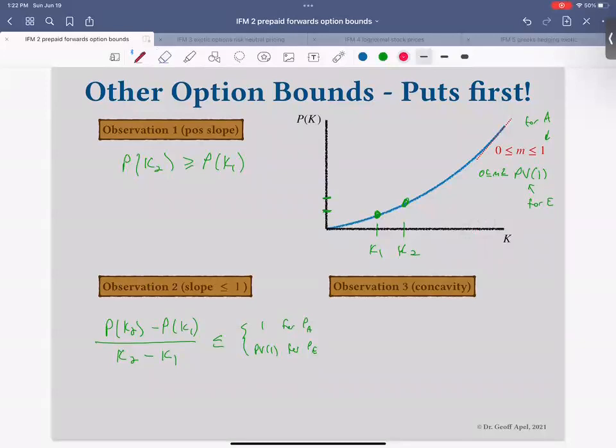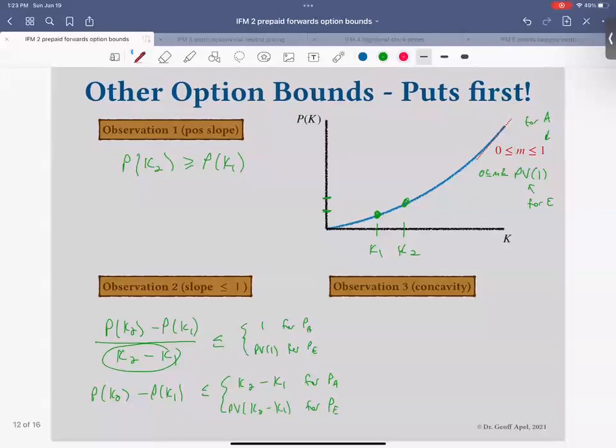Now we actually want to look at this in a slightly different way. Since K2 minus K1 is positive, I can multiply it over to the other side. So I actually have P(K2) minus P(K1) is less than or equal to K2 minus K1 for an American put, or the present value of that, K2 minus K1, for a European put. Super nice. So I do see the bounds here. The difference in two puts should definitely be less than or equal to either the difference in strikes or present values, depending if it's American or European.